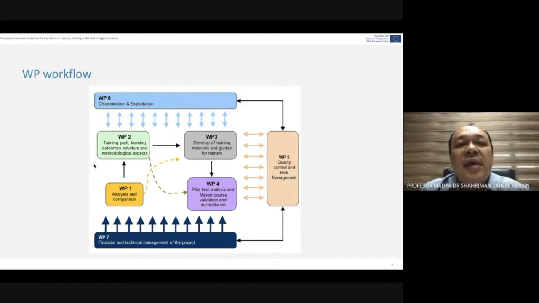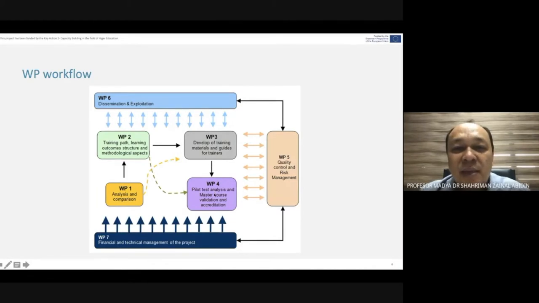If you look at the work packages for our project in particular, we have 7 work packages. We start with package 7, which is finance and management of the project, because if there is no money, how can the project run? So when we plan the budget, then we look into work package 1. When we develop a curriculum, we need to analyze and make a comparison. Then we go to work package 2, where we develop a training path, learning outcomes, structure and methodological aspects. And then work package 3, development of training materials and a guide for trainers.